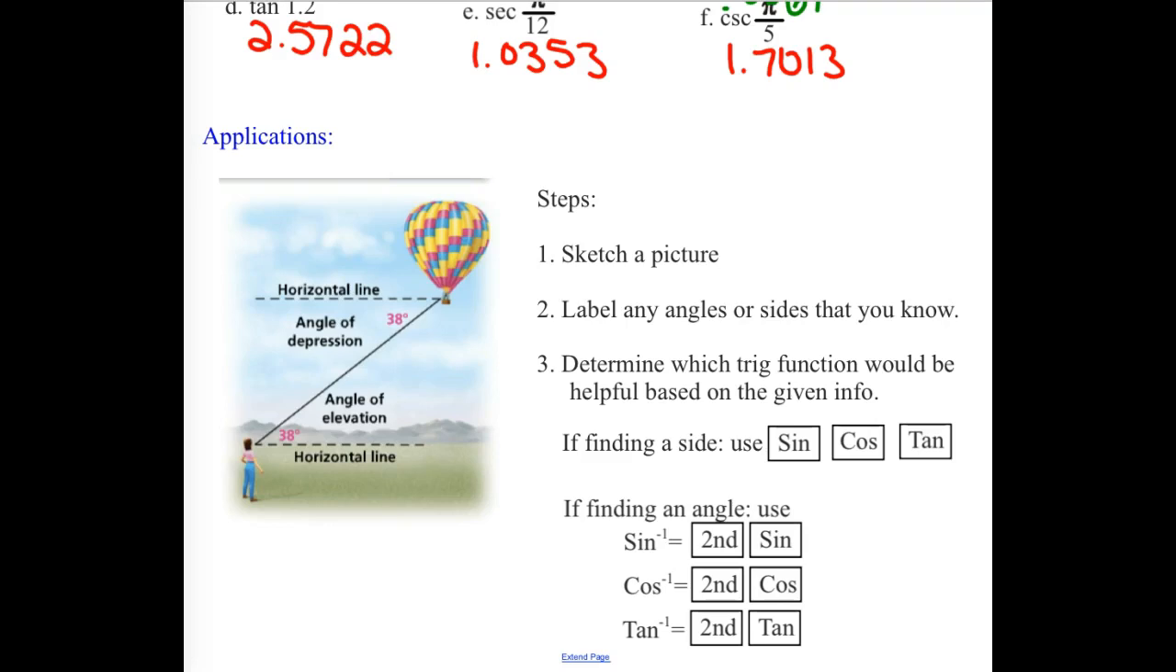Label any angles or sides that we know. Determine which trig function would be helpful based on the given information. Are you dealing with opposite and adjacent? If so, use a tangent. Okay?